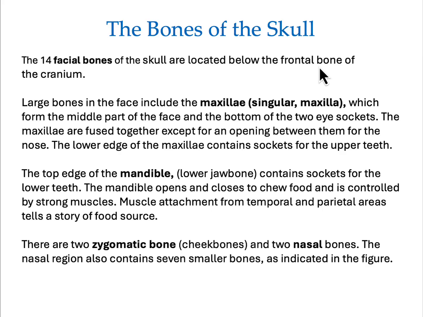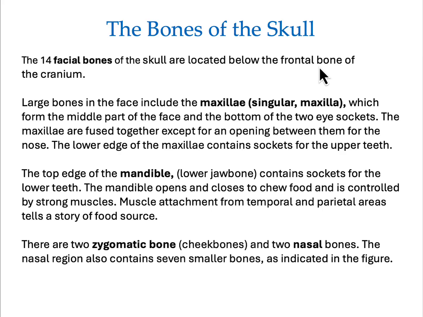The top edge of the mandible, which is the lower jawbone, contains sockets for the lower teeth. The mandible opens and closes to chew food and is controlled by strong muscles. Muscle attachment from temporal and parietal areas tells a story of food source. So these muscles attach to the skull from the mandible, and depending on what the animal is, they're either really big or not so big. So, for instance, if we looked at the skull of a beaver who eats wood, the attachment points for muscles are huge on that skull. And that gives us a clue, even if we didn't know that beavers chewed wood, that that animal had to have a lot of power in the jaw to get food.